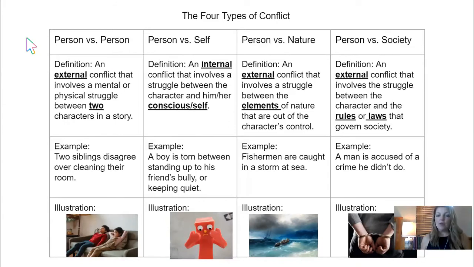Okay, so I hope you had time to go ahead and just make the blank chart, and we're going to go over it now and we're going to fill it in. So just like I have it on here, 4 types of conflict. So we're just going to start going through it. So person versus person, that's pretty self-explanatory, okay?